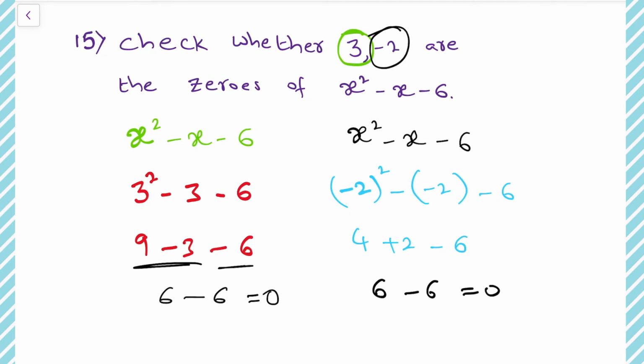After substituting one particular number, if we are getting the answer 0, then it will become a 0 of the polynomial. Otherwise, it's not a 0 of the polynomial. So, in the first case, I got the answer 0. In the second case, also I got the answer 0. So I can conclude that 3 comma minus 2 are zeros of the polynomial x square minus x minus 6.